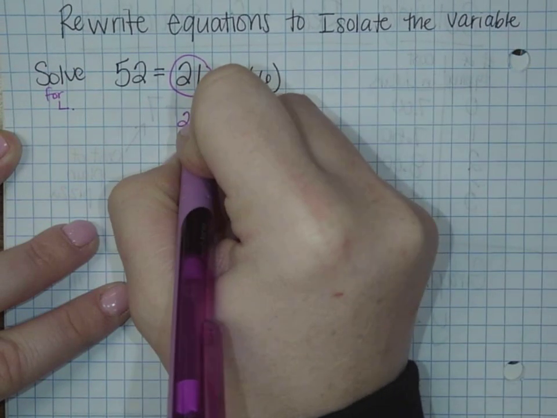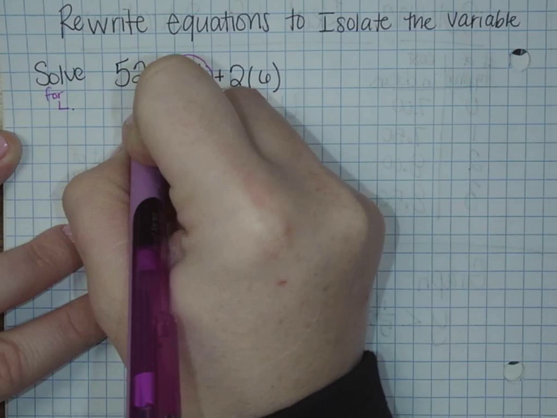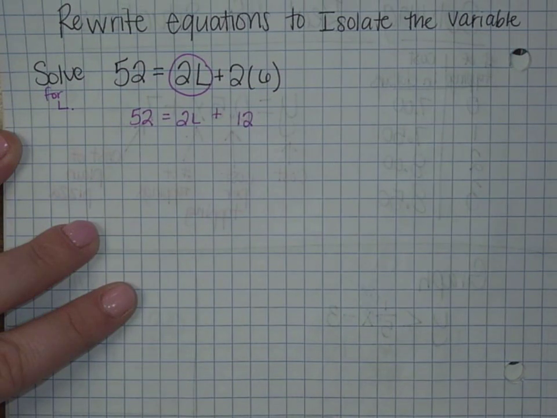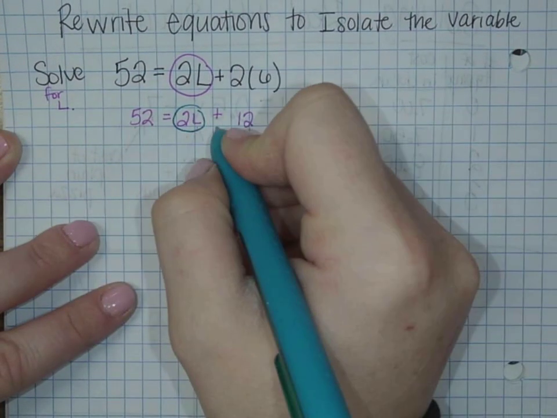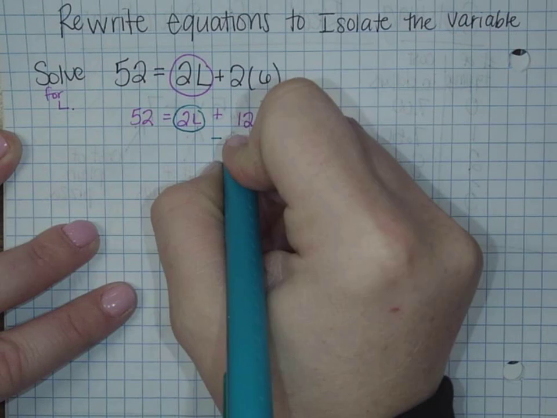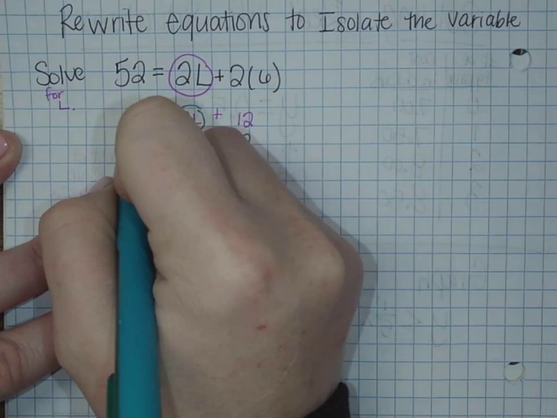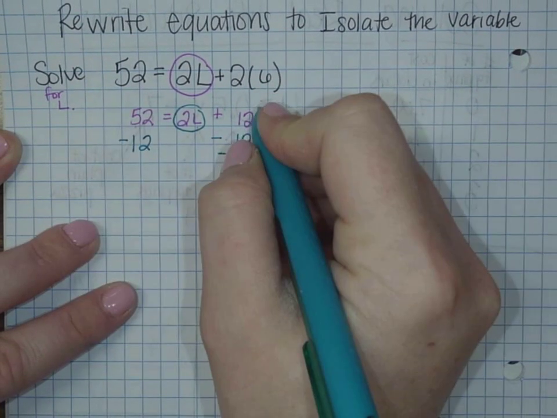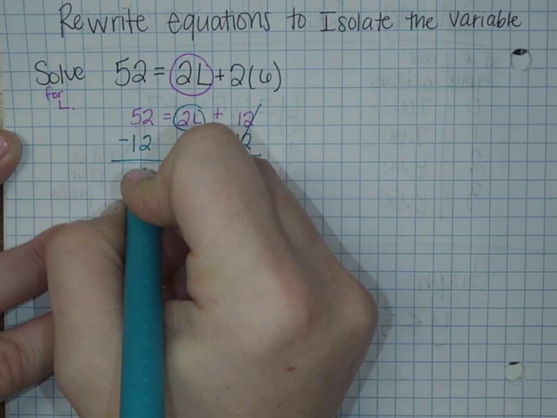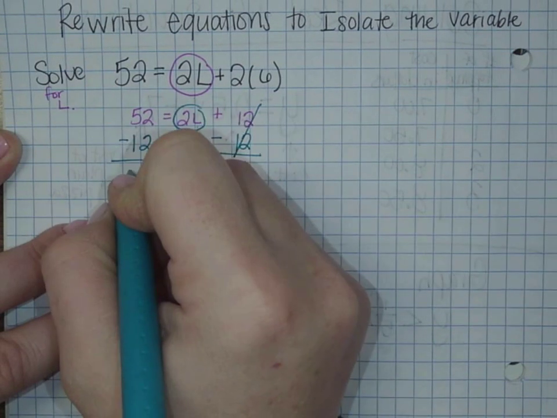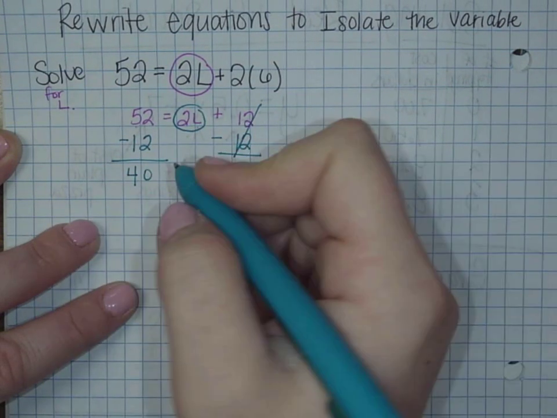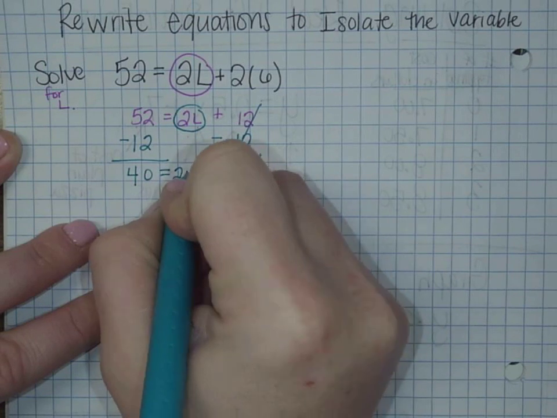So let me rewrite that. And then circle the variable again. The opposite of add 12 is subtract 12. And subtract 12. That cancels. 2 minus 2 is 0. 5 minus 1 is 4. Equals 2L.